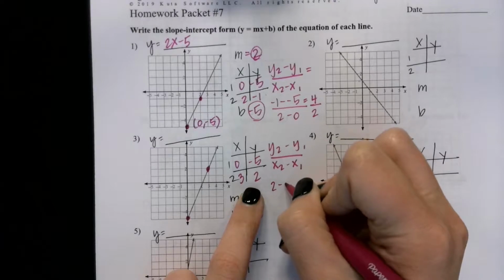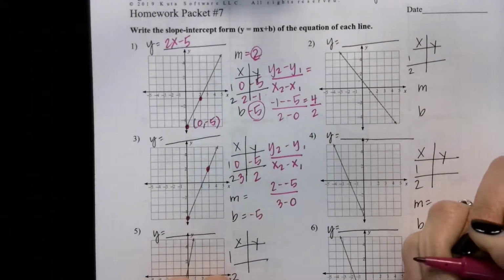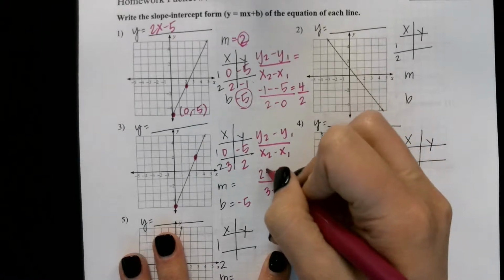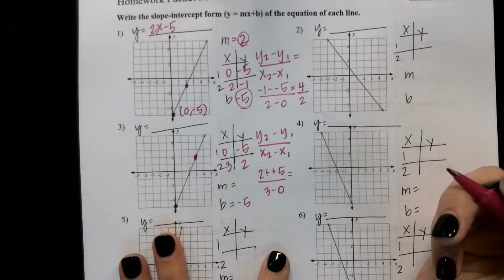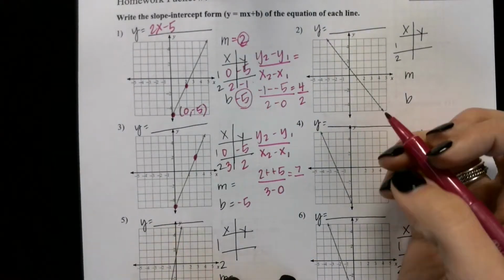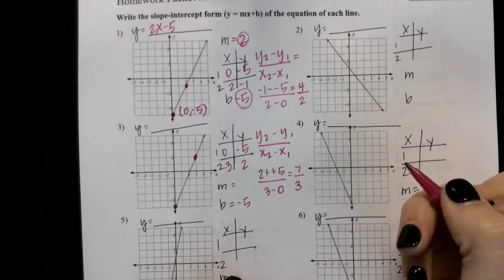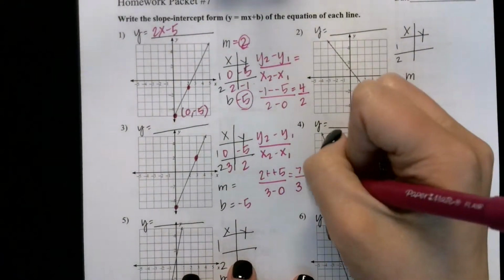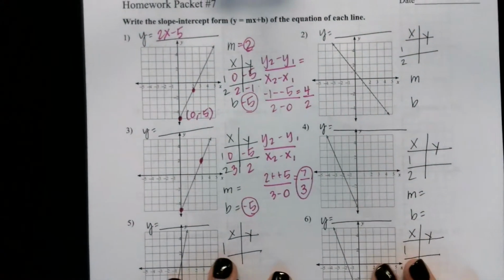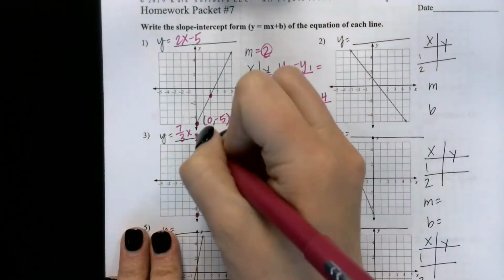So 2 minus -5 over 3 minus 0. Your calculator knows keep, change, change, but let's try to do this in our head and push ourselves with fluency. So 2 plus 5 gives me what in the numerator? 7. 2 plus 5 is 7, yep. And then 3 minus 0 is 3. So my m is 7 over 3. My b is -5. So my equation in y equals mx plus b form is going to be 7 over 3x minus 5.